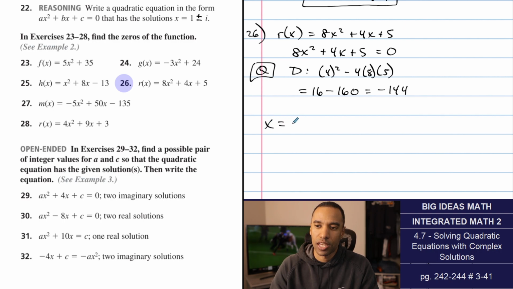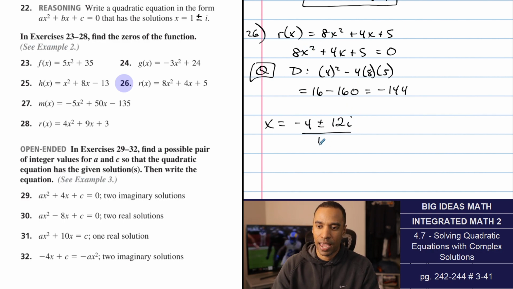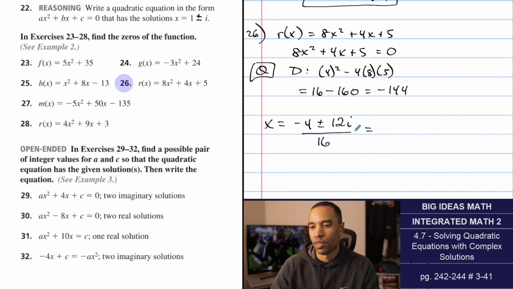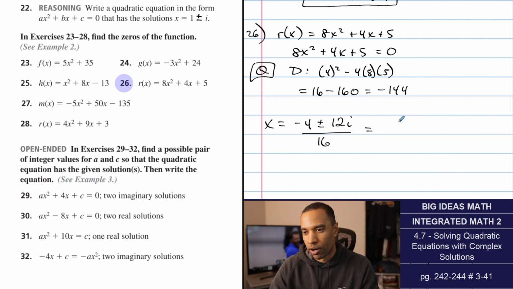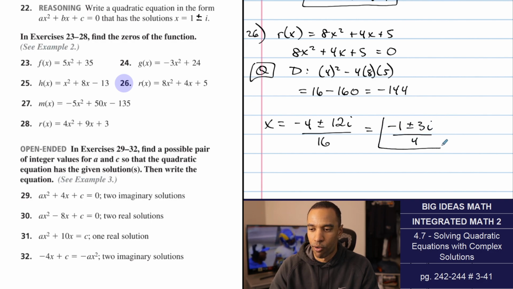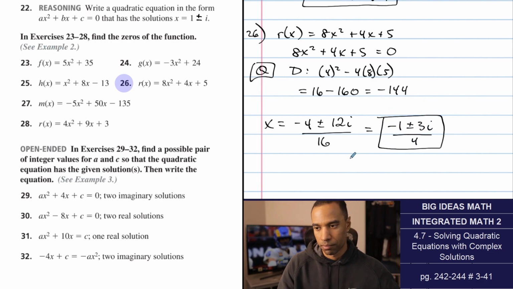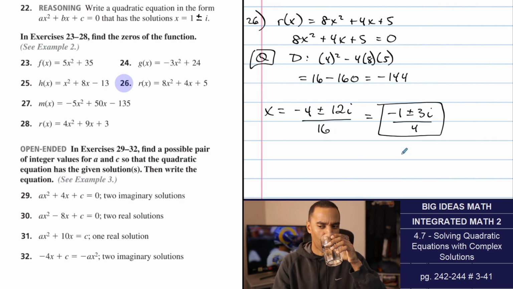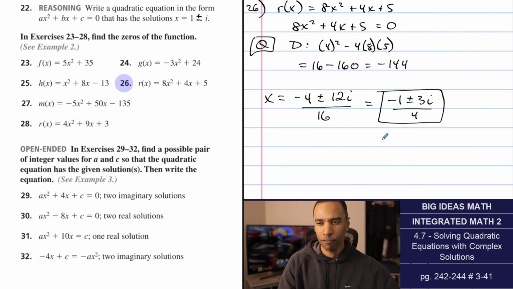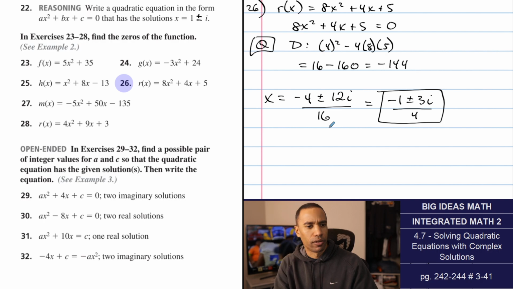So our quadratic set will be x equals negative b plus or minus the square root of 144, which is 12, so you'll get 12i all over 2a. 2 times 8 is 16. Everything here can divide by 4, so you'll get negative 1 plus or minus 3i all over 4. I feel like we had that answer before. Maybe it was something close.